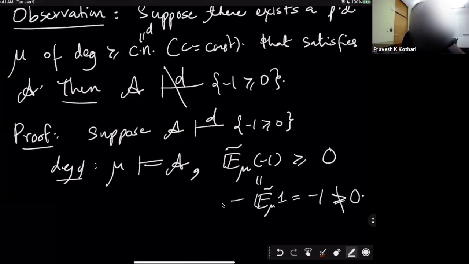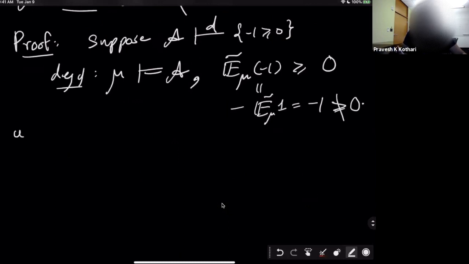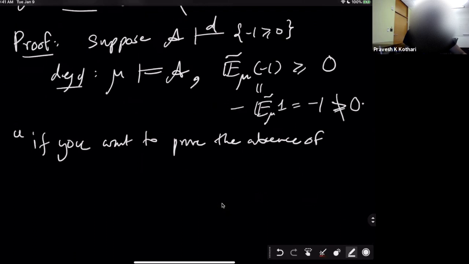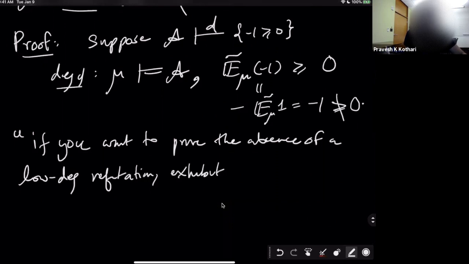Okay, so what this means is that, in order to prove that there is no degree D refutation of the system A, it is enough to exhibit a degree D pseudo distribution that satisfies the constraints in A. So what this observation says is that if you want to prove the absence of a low degree refutation, exhibit a pseudo distribution.